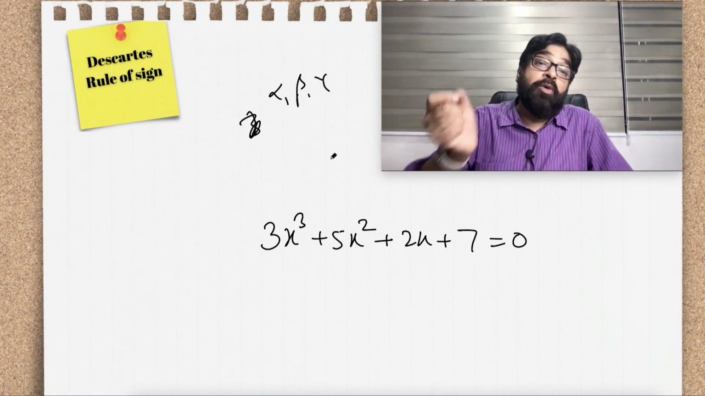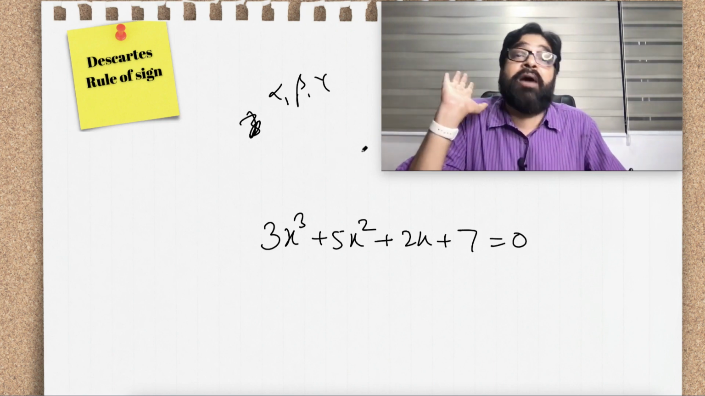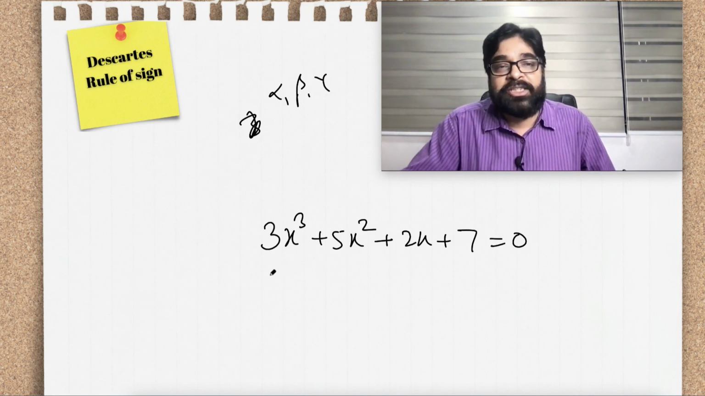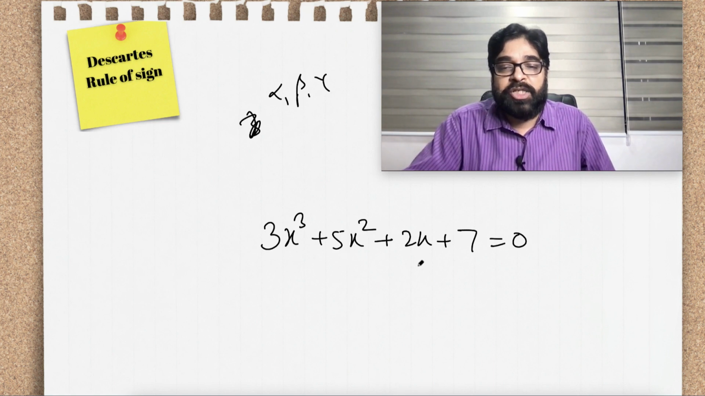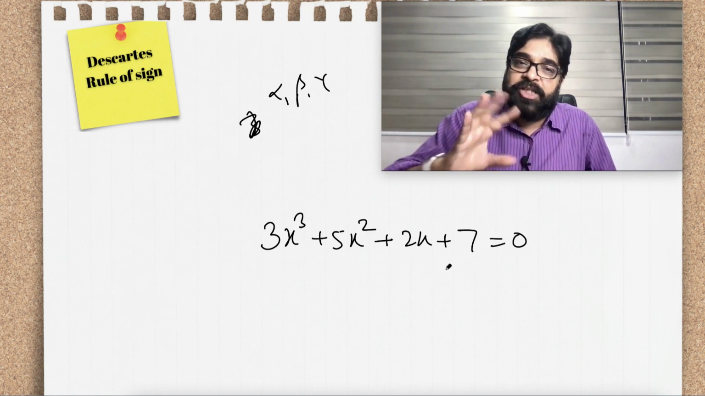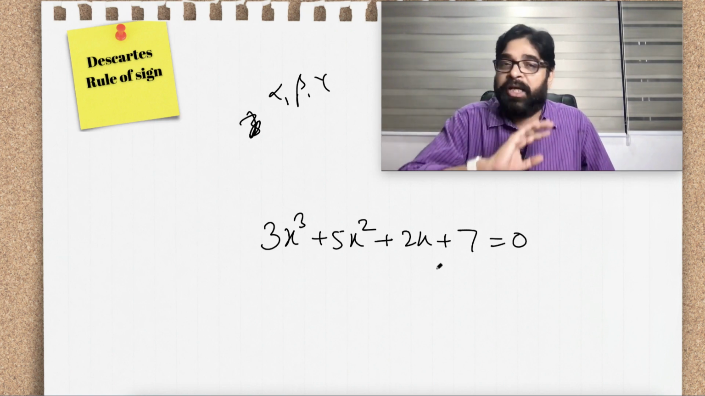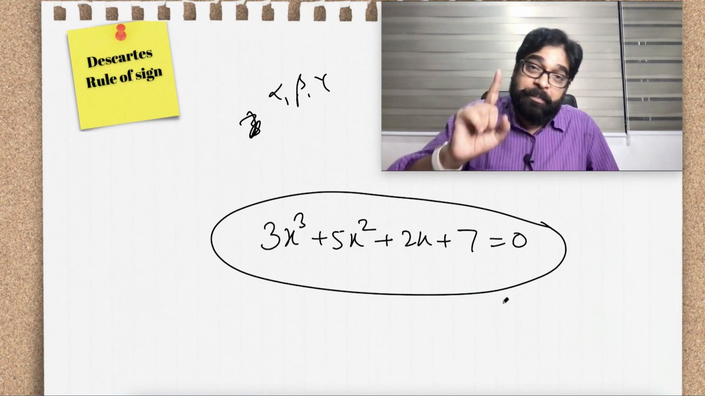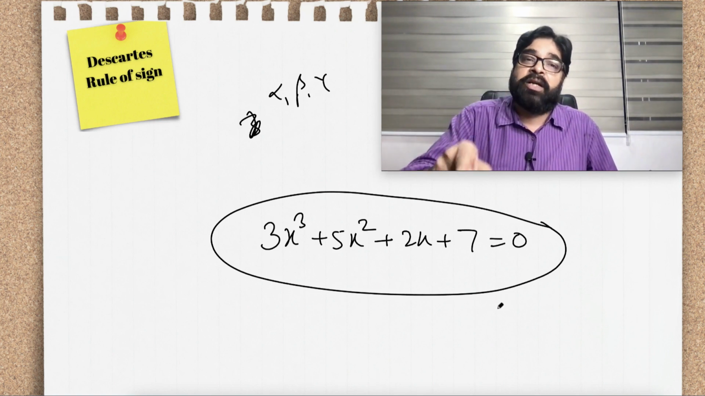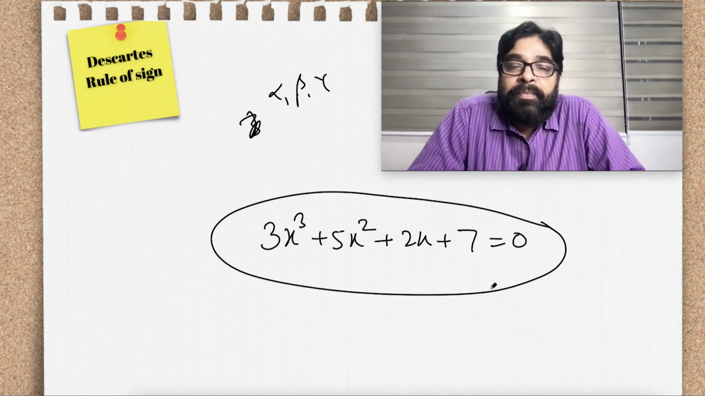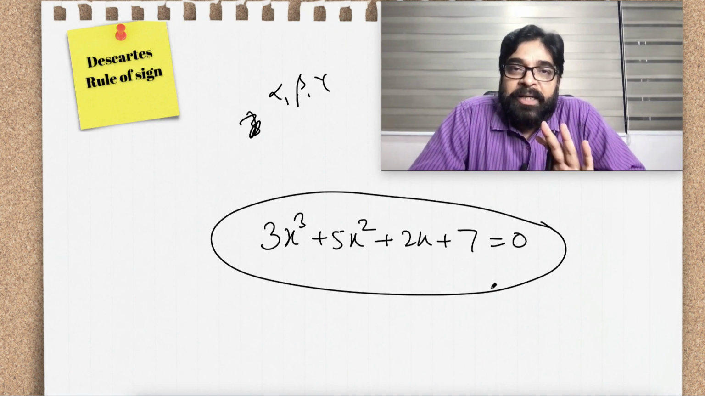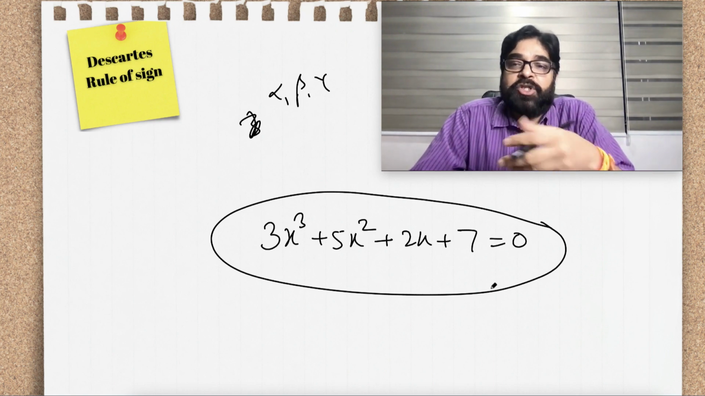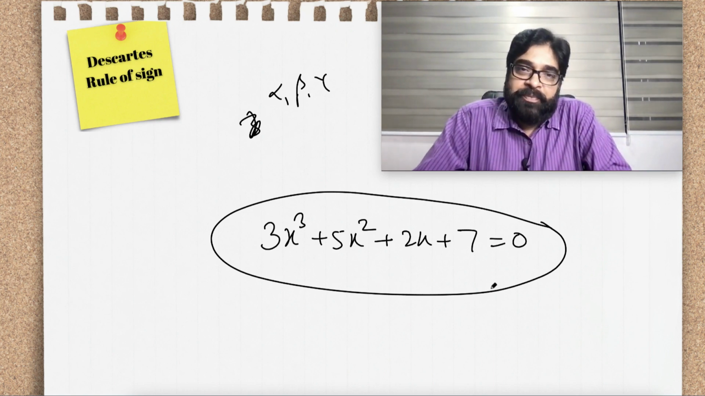If I am asking how many maximum positive roots, the rule of signs says check how many times the coefficient changes its sign. No change, no change, no change. The coefficient does not change its sign, so I am 100% sure there are no positive roots. I don't know the solution of this, but I am 100% sure this equation does not have positive roots. Are you getting my point? It would take 5-10 minutes to explain fully, but I have given you the idea.